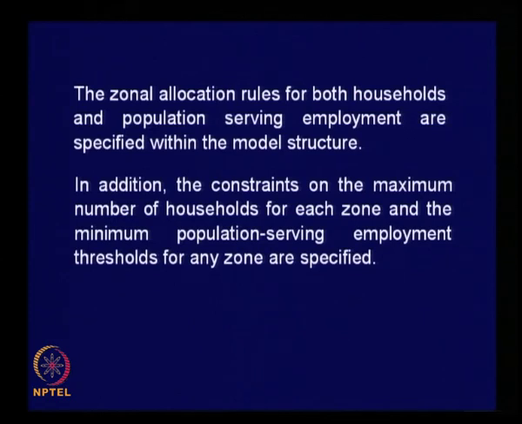In addition, the constraints on the maximum number of households for each zone and the minimum population serving employment thresholds for any zone are specified as input to the Lowry's model. While you are predicting or distributing the households and population serving employment, you should not exceed the holding capacity of zones while fixing the households. Those constraints will be given as input to the Lowry's model. Similarly, the minimum required service employment should be available at each of the zones. So, that is also given as a constraint.